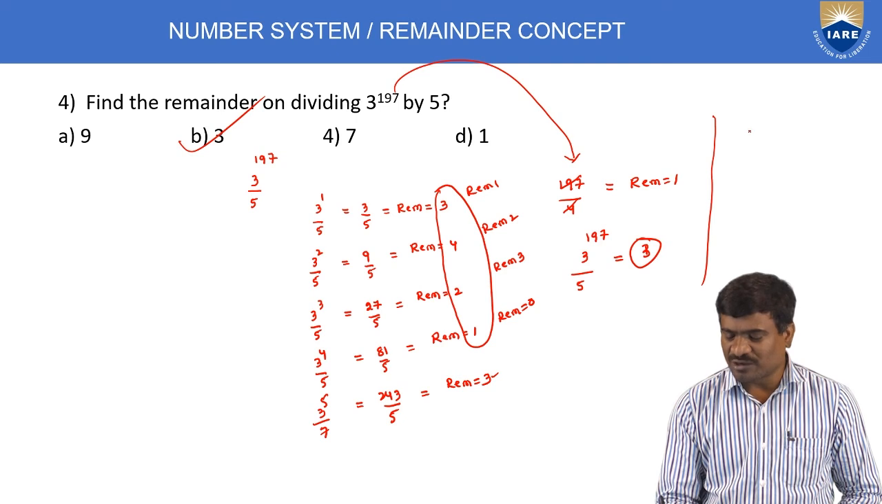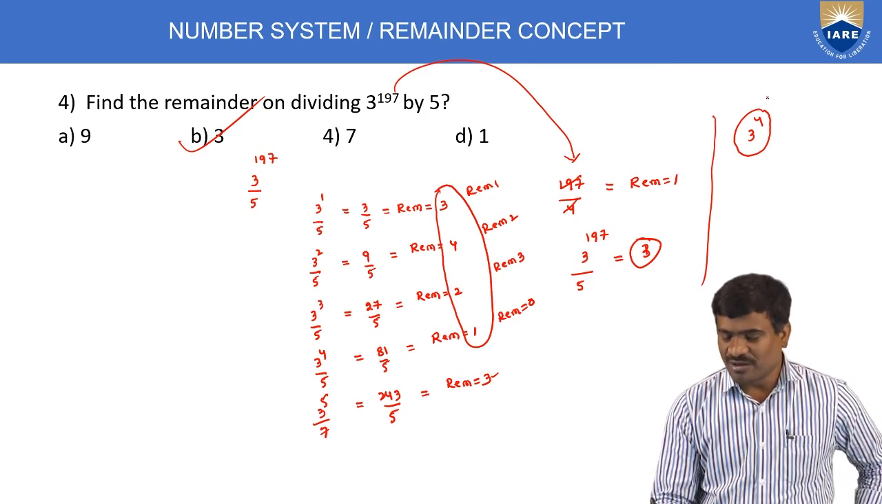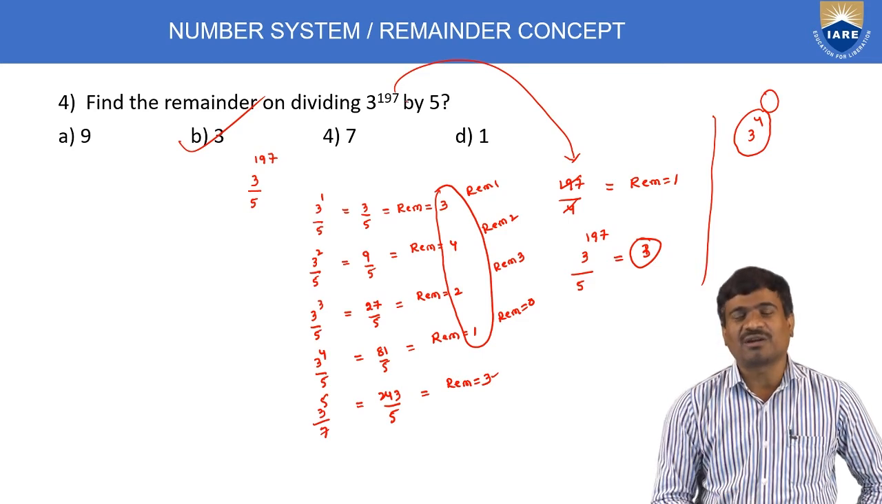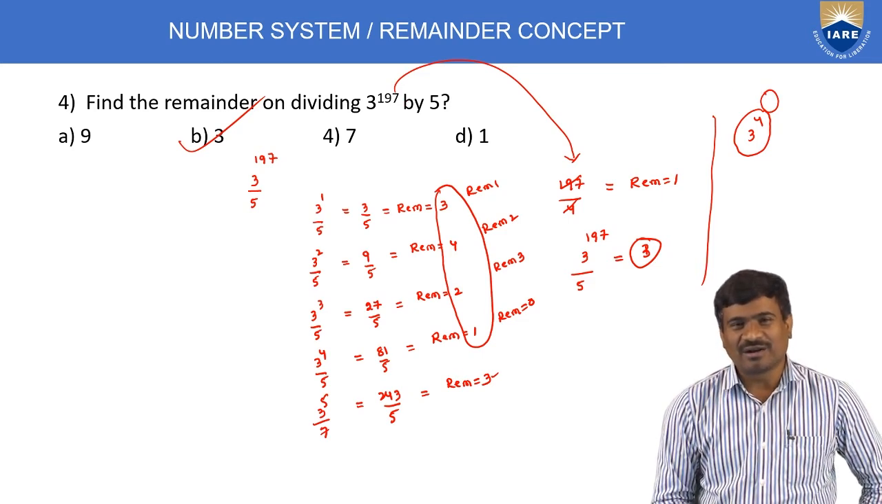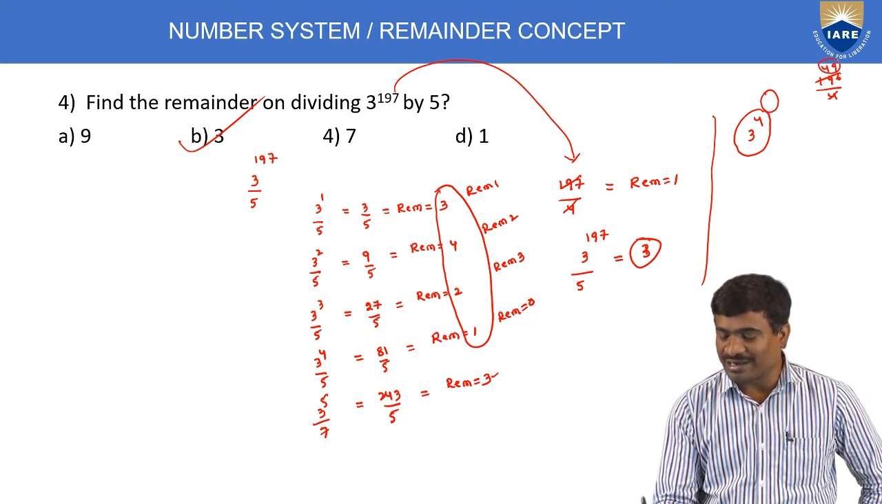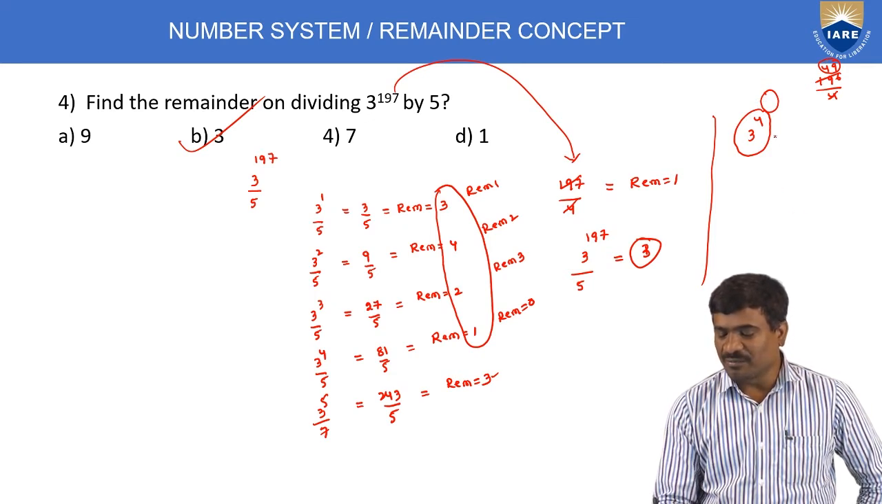Here 3 to the power of 4 is 81. Next, convert the exponent 197. 197 means 4 to the power of something, I think 196. 196 is exactly divisible by 4. 4 into 1, 4 into 4 is 16, 4 into 9, 40, 49. The 49 is exactly divisible, and the remaining part is only 3. This is called 3 to the power of 1.